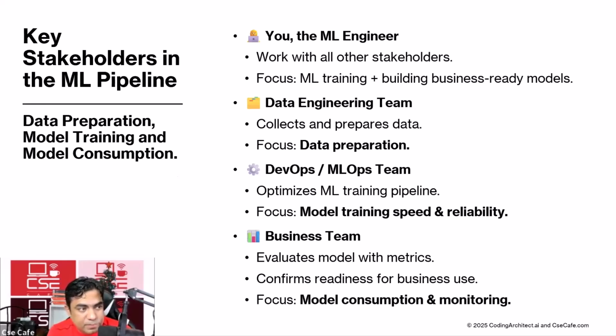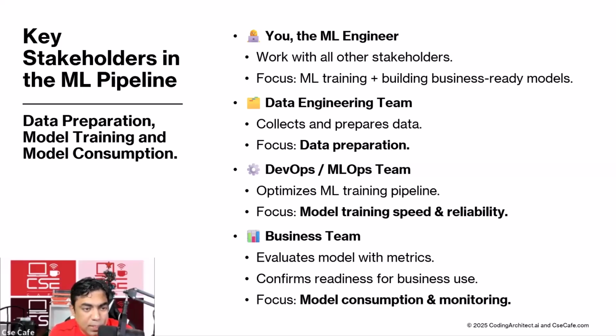Key stakeholders in the ML pipeline. ML pipeline involves data preparation, model training, and model consumption. As an ML engineer, you work with all the other stakeholders. So your focus is on ML training plus building business ready models. But you cannot do it without the help of other stakeholders, right? And you also need a data engineering team. So data engineering team uses various tools to collect the data and prepare the data as you need it, and will give to you. So they are in charge of data preparation.